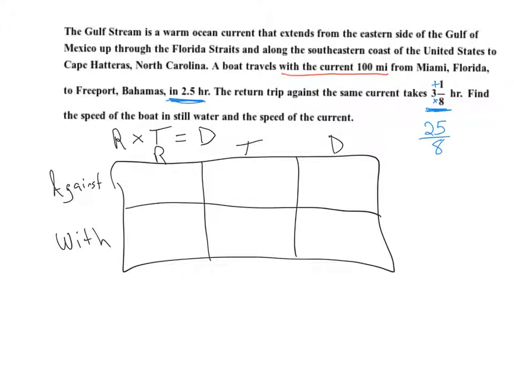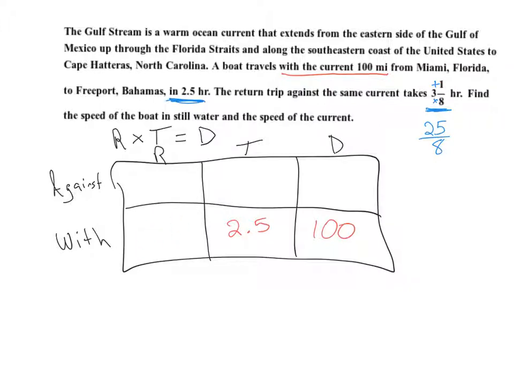It's telling us a boat travels with the current, 100 miles. So the total distance they're giving us is 100 miles. And the time they're giving us is 2.5 hours. So we're going to stick that 2.5 hours in, and that's the total time. So the rate is going to be what's challenging.